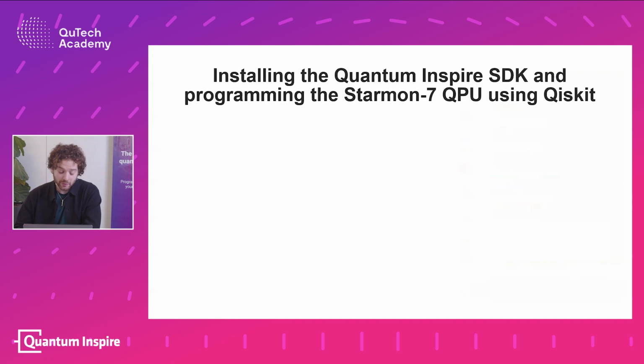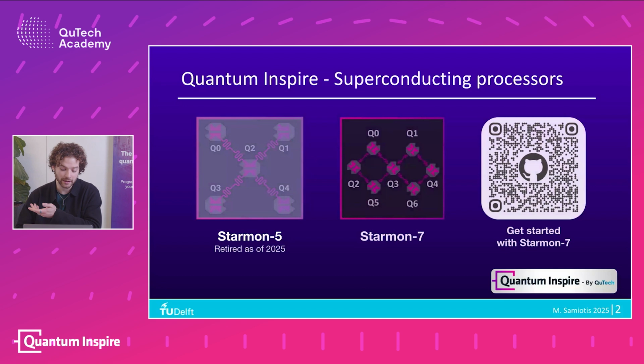In the Quantum Inspire platform, back in 2020, we first released the Starmon 5 processor. It was released at the same time as the Spin-2 system. This year, Starmon 5 was officially retired, and we upgraded it with Starmon 7, which has 7 qubits. Here I'm also giving you a link to our GitHub repository where you can get started with using it.